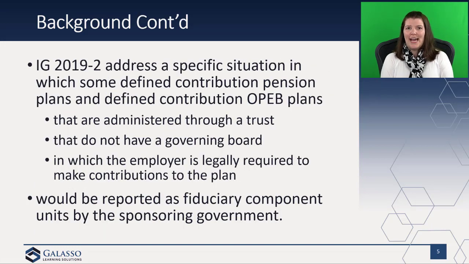Then we had an implementation guide come out, Implementation Guide 2019-2, and it addressed a very specific situation related to not having a governing board, where instead the government took the role of a governing board, and they did it two ways. They did it first where it was just a pension plan, and then again where it was a defined contribution plan. It addresses a situation where some defined contribution pension plans and defined contribution OPEB plans that are administered through a trust don't have a governing board, however, the employer is legally required to make contributions, and would be reported as a fiduciary component unit.